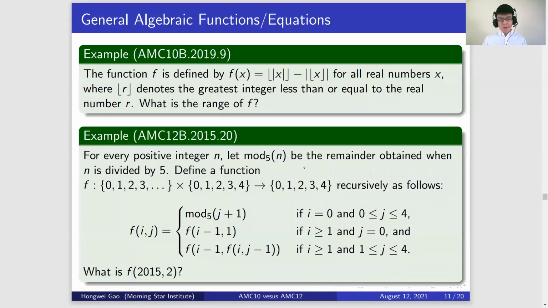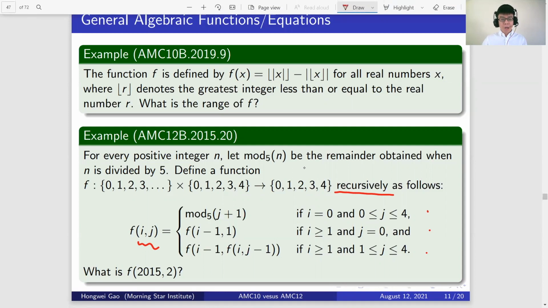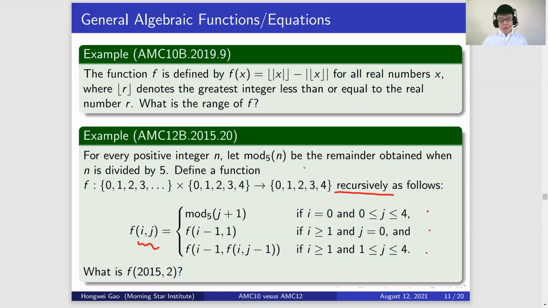It is difficult from many aspects. For example, it is a two-variable function, and it's defined recursively. And it is a piecewise function. Moreover, it involves some notation from number theory, like the remainder here. Okay, these four aspects we mentioned above are the minor differences between AMC10 and AMC12.